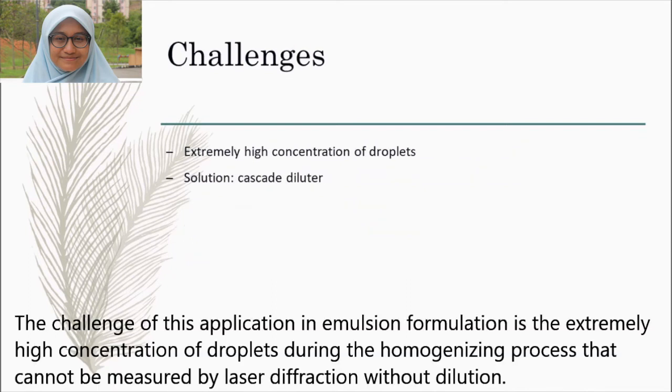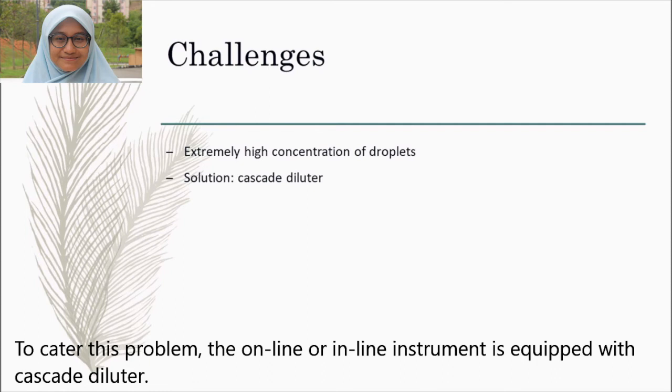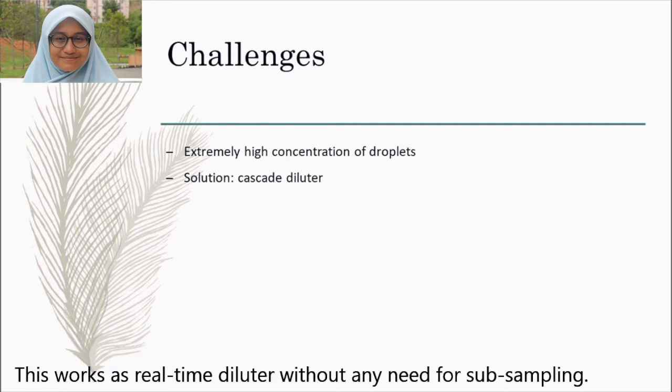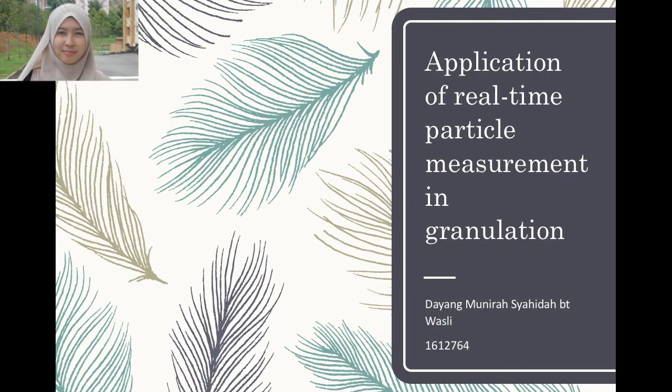The challenge of this application in emulsion formulation is the extremely high concentration of droplets during the homogenizing process, which cannot be measured by laser diffraction without dilution. To cater to this problem, the online or inline instrument is equipped with a cascade diluter. This works as a real-time diluter without any need for subsampling. The device is self-cleaning as well as providing real-time droplet size analysis.